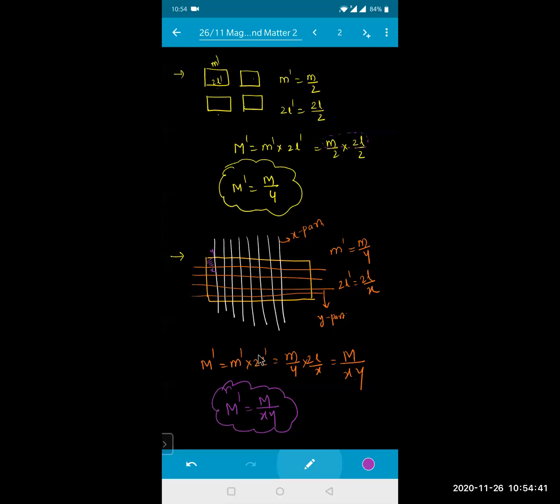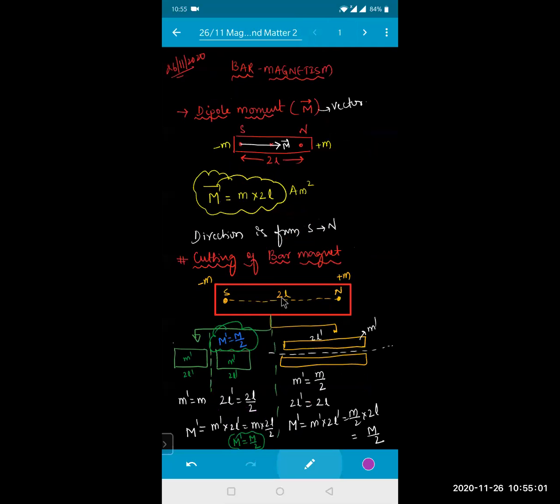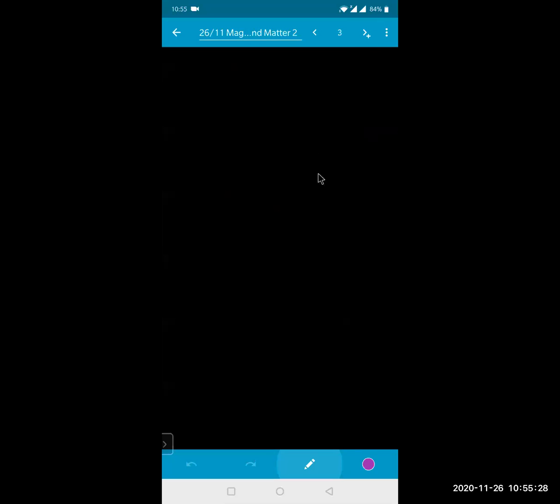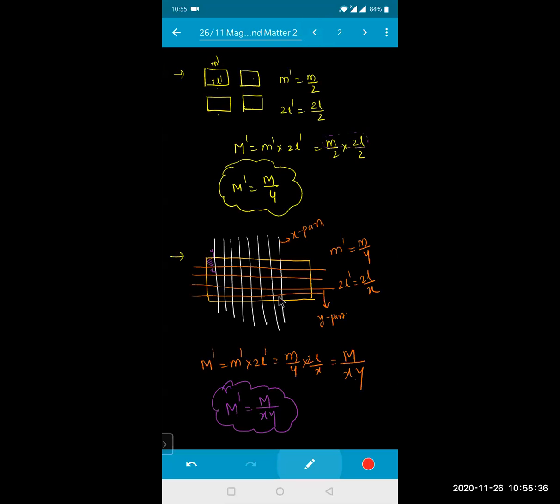ఓకేనా? క్లియర్? Is it clear? కటింగ్ క్లియర్ అందరికి? మరోసారి చెప్పనా? నెక్స్ట్ టాపిక్ మూవ్ ఆన్ సార్. నెక్స్ట్ టాపిక్ చెప్పండి సార్, అర్థమైంది ఇది.